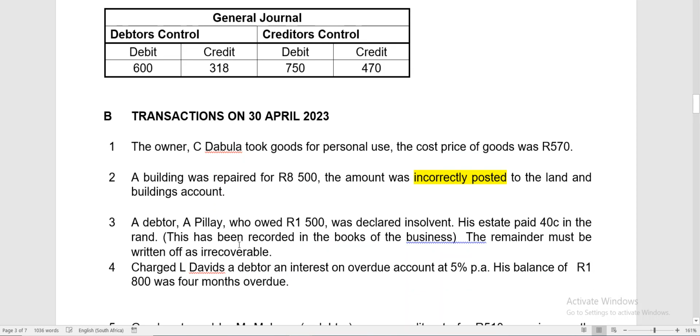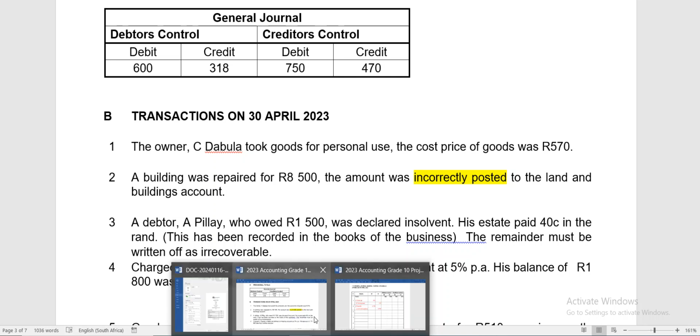Now, the third transaction says that a debtor PPLA who owes 1,500 was declared insolvent. His estate paid 40 cents in the rand. This has been recorded in the books of the business. So in other words, that amount that he paid was recorded, and they're saying that the remainder must be written off as irrecoverable. So meaning that we are writing off a bad debt. And remember, when we write off bad debt, the expense increases, okay, and our debtors control decreases. So that's what we need to think about.